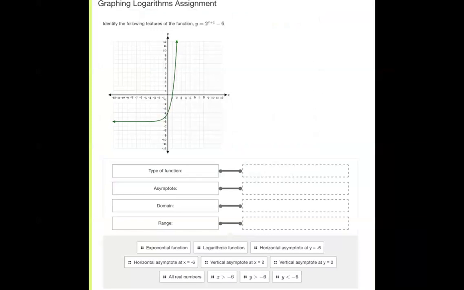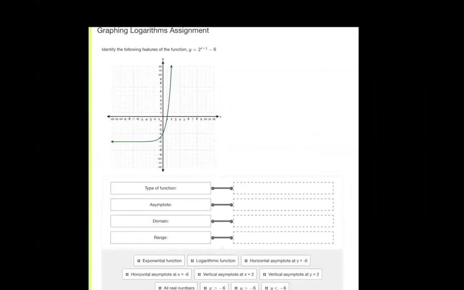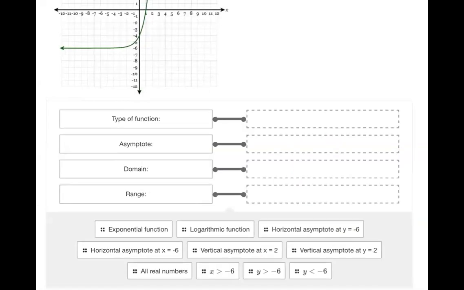Okay, and for this one, the features, this is an exponential. Asymptote is down here at y equals -6. The domain is all real numbers, and range has got to be y is greater than -6. Yeah, range. Range is y is greater than -6.